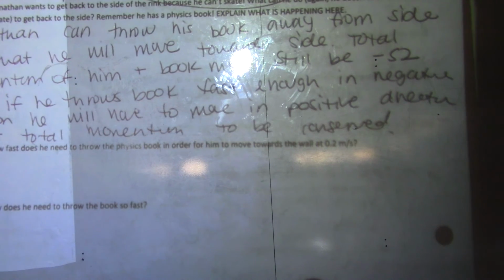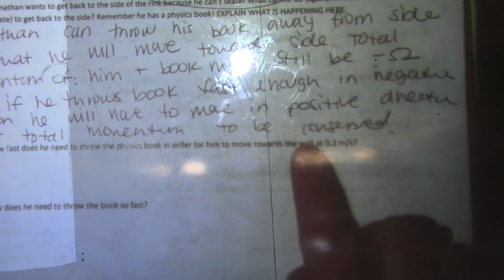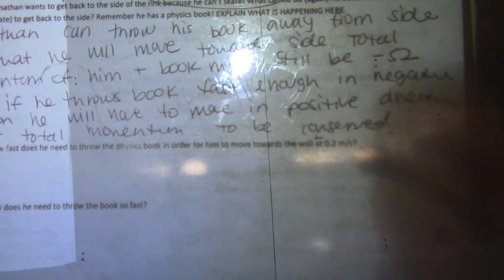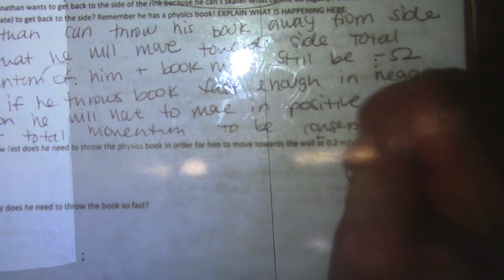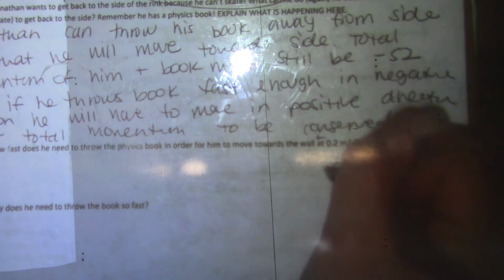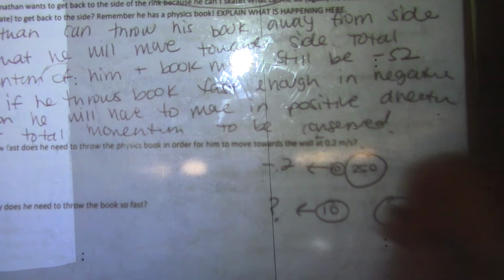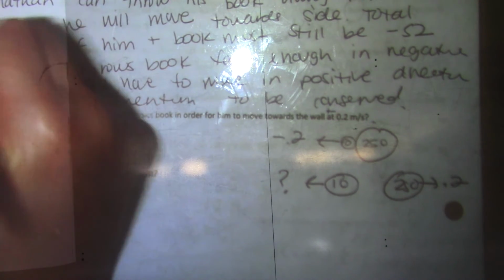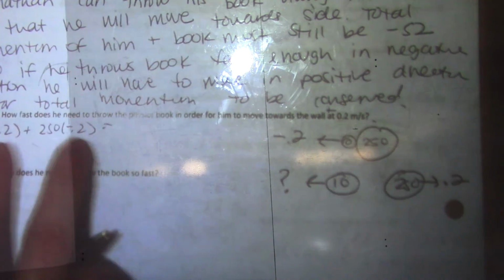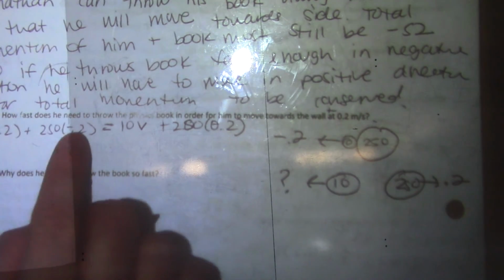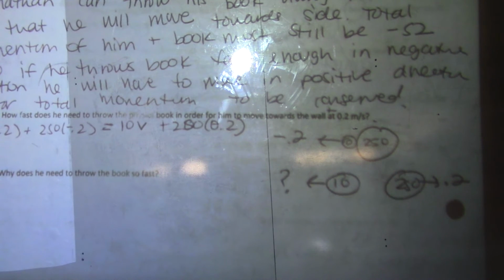Alright, how fast did he actually need to throw it in order for him to move towards the ball? This is a positive direction at 0.2. So I'm going to draw the before and after picture because I think that's going to help. You've got the 250 and the 10. At first, they're both moving negative 0.2. Now, afterwards, you're looking for what velocity you need to throw the book at in order for Jonathan, the 250, to go in the positive direction at 0.2. So now we're just plugging into our m1v1, m2v2 equation. You've got 10 times negative 0.2 plus 250 times negative 0.2. That's the before. And the after is 10 times the book's velocity, which I'm looking for, plus 250 times positive 0.2. On the left side, we should be getting negative 52, because that's what we said we would be getting.